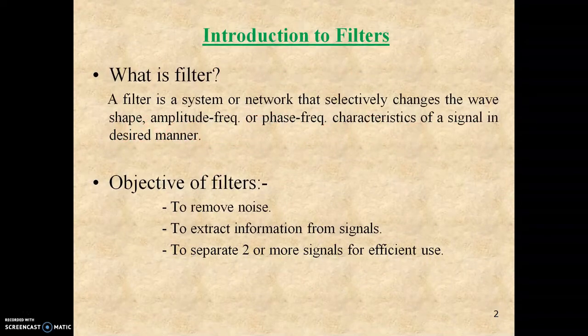A filter is essentially a system or network that selectively changes the wave shape, amplitude frequency and or phase frequency characteristics of a signal in a desired manner. Common filtering objectives are to improve the quality of a signal by removing or reducing noise, to extract information from signals, or to separate two or more signals previously combined to make efficient use of an available communication channel.